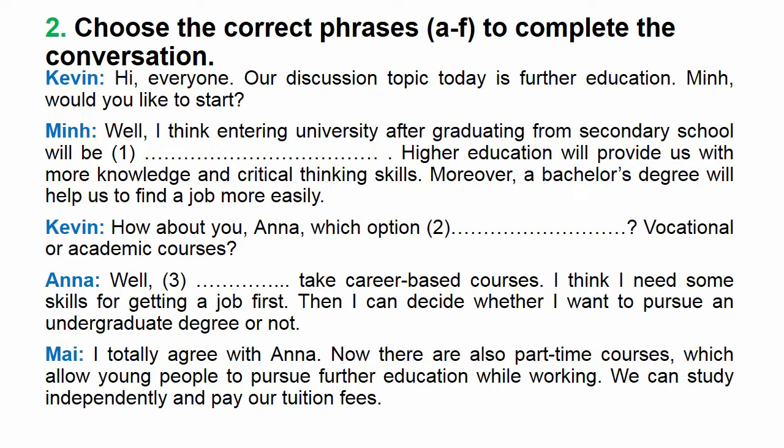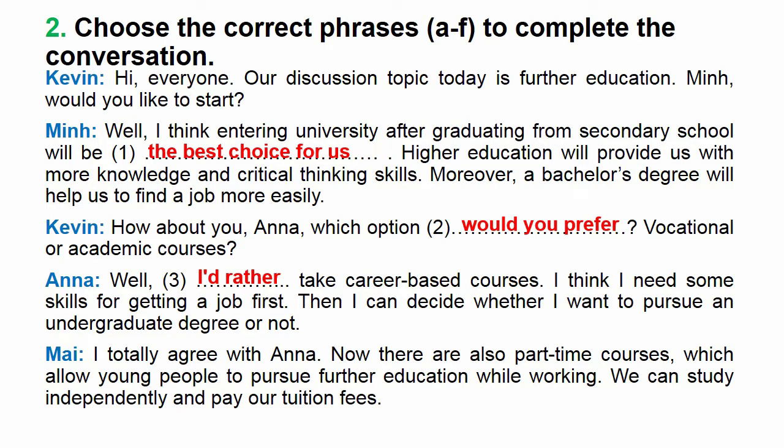Well, I think entering university after graduating from secondary school will be the best choice for us. Higher education will provide us with more knowledge and critical thinking skills. Moreover, a bachelor's degree will help us to find a job more easily. How about you, Anna? Which option would you prefer, vocational or academic courses? Well, I'd rather take career-based courses. I think I need some skills for getting a job first. Then I can decide whether I want to pursue an undergraduate degree or not.